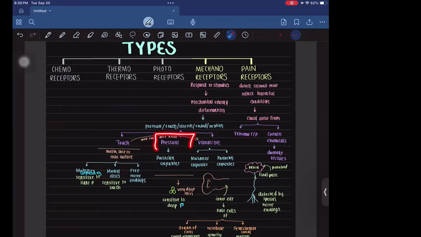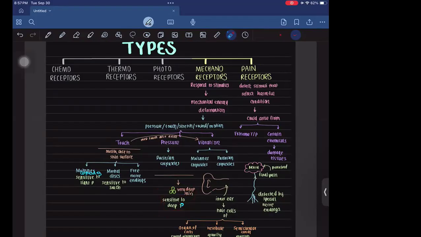Then under pressure receptors, we have the Pacinian corpuscles. Pacinian corpuscles, unlike the touch receptors, are present in very deep skin. So both touch receptors and pressure receptors are present in your skin. Remember that. The only difference is touch receptors are present on your skin surface, whereas pressure receptors are present in your deep skin. And Pacinian corpuscles are exactly opposite to the Meissner corpuscles. Pacinian corpuscles are sensitive to deep pressure.